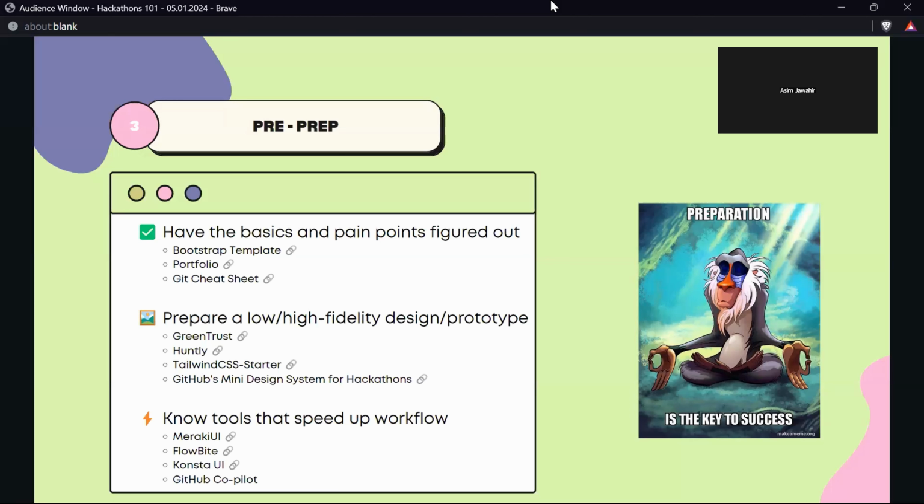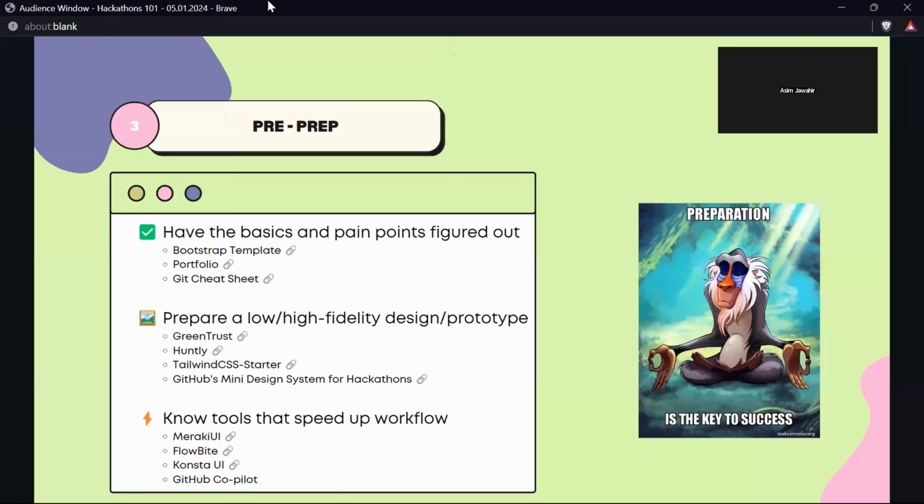But yes, you need to know what technologies you're going to use, and you need to have a bunch of resources that you can quickly refer to, and different tools that can speed up your workflow, such as, for example, a bunch of ML tools that actually help you design websites all at once.